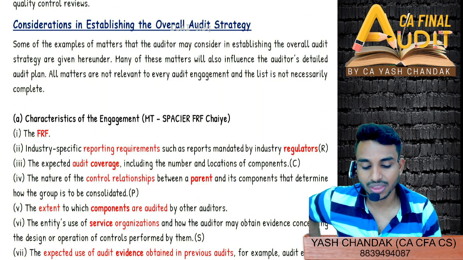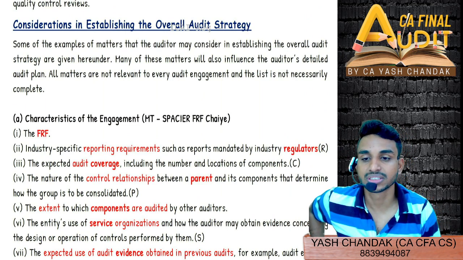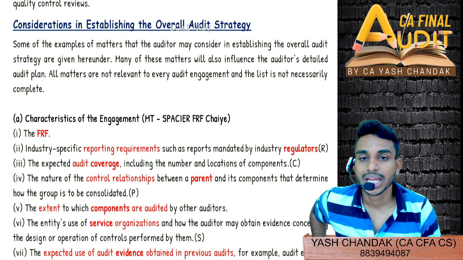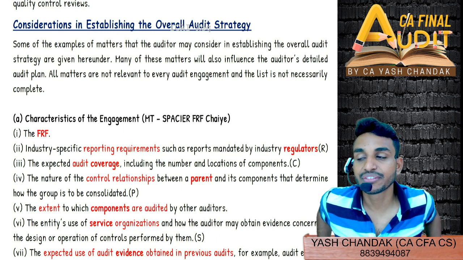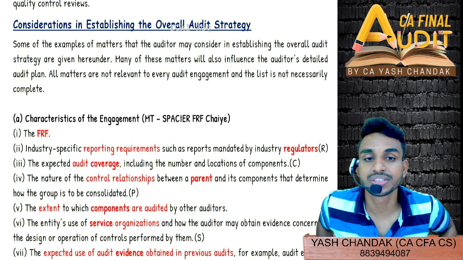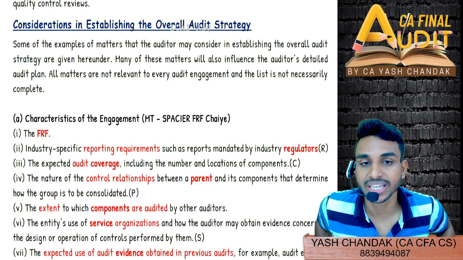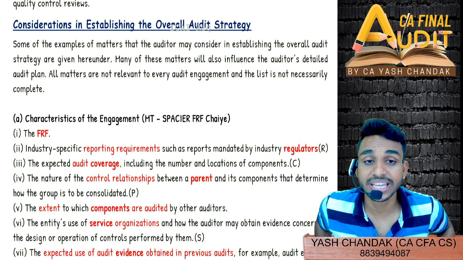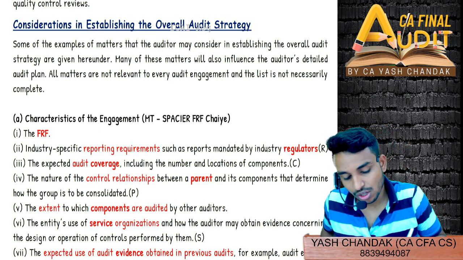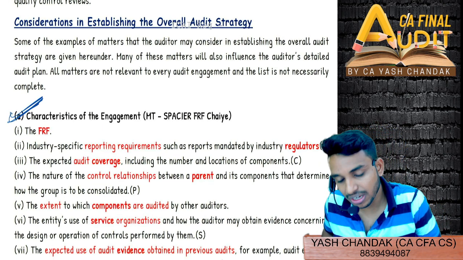So, considerations now in establishing the overall audit strategy. Just now we saw what factors will help you determine the overall audit strategy: characteristics of the engagement, reporting objectives of the engagement, timing of the engagement, right? So under each and every point now we will have to see.